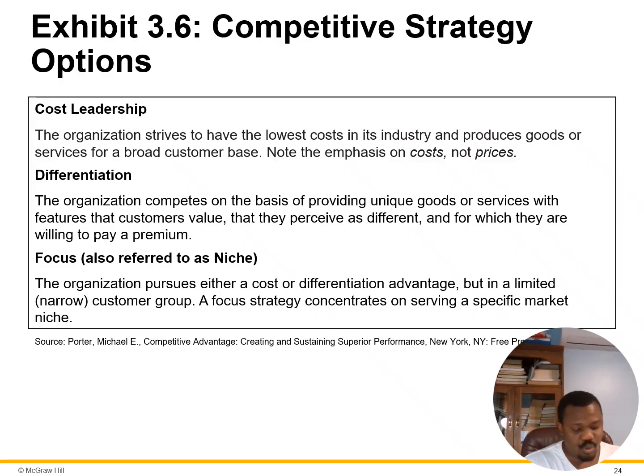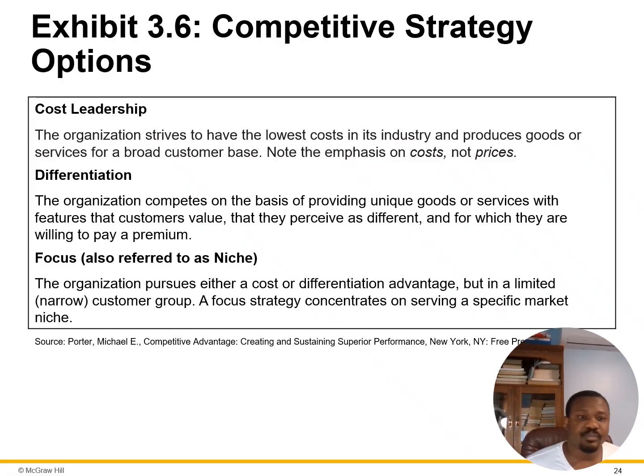Yeah. So cost leadership, we've already discussed cost leadership. And then we say that cost leadership is what? We're saying that cost leadership is just simply an organization striving to have the lowest cost in its industry, producing goods or services for a broad customer base. And we say that we should emphasize the costs but not the prices. And so that is very important.